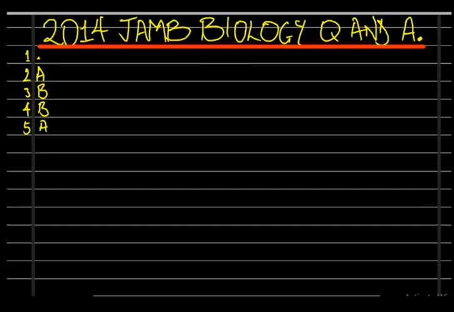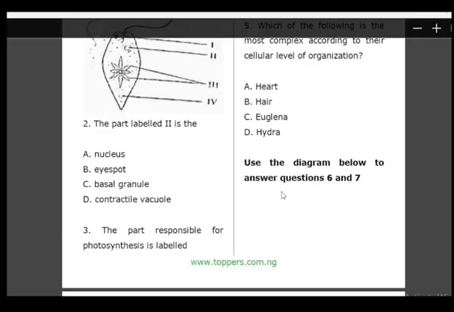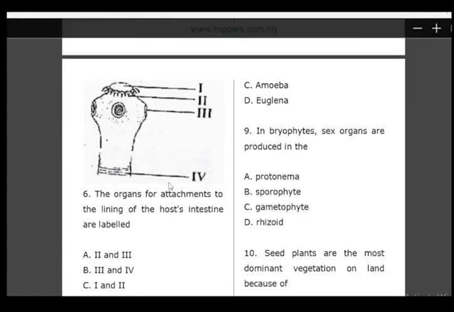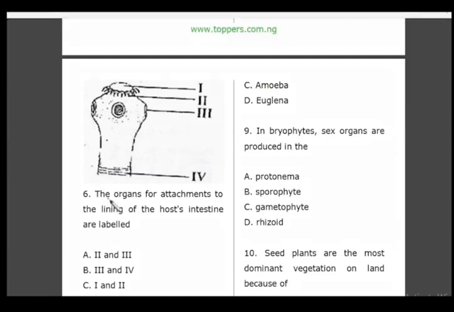Option A. Which is for question 6. So use the diagram below to answer question 6 and 7. So this is the diagram that we are having there. With this now, we are answering question 6 and 7. Question 6 says the organs for attachment to the lining of the host intestine are labeled. We have Roman numeral 1, 2, 3, 4.